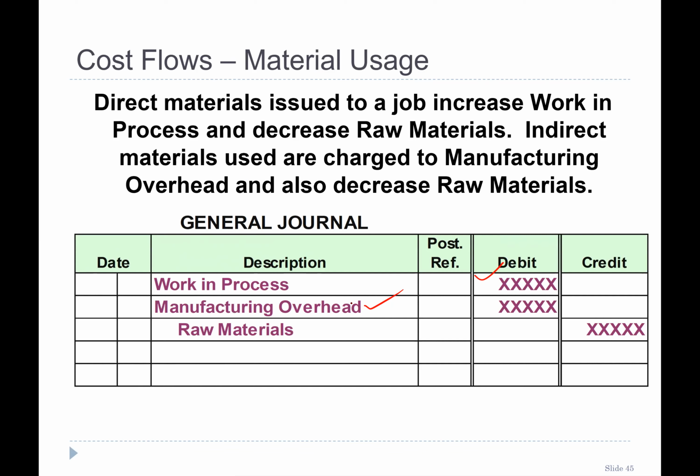So, as an expense increases, manufacturing overhead is debited, and we credit raw materials. Raw materials is our inventory, and a decrease in inventory means the credit side. So indirect materials are charged to manufacturing overhead, and this also decreases the raw material.